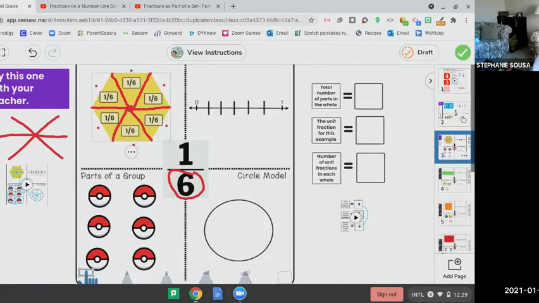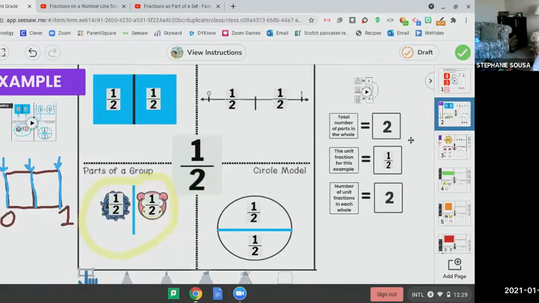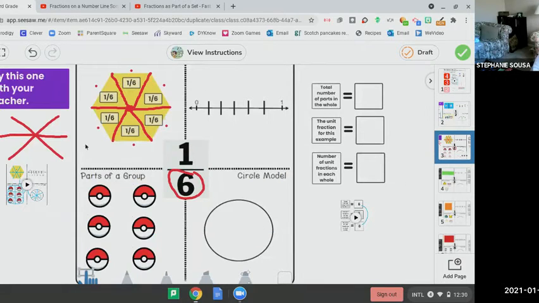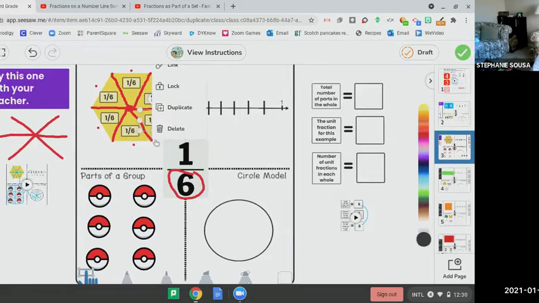So just like on slide 2, we're going to label how many parts are on this number line, okay? So go ahead and grab 1/6, and I'm going to duplicate it again. I'm going to have to make this a pretty tiny 1/6 because it's got to fit in the spaces.